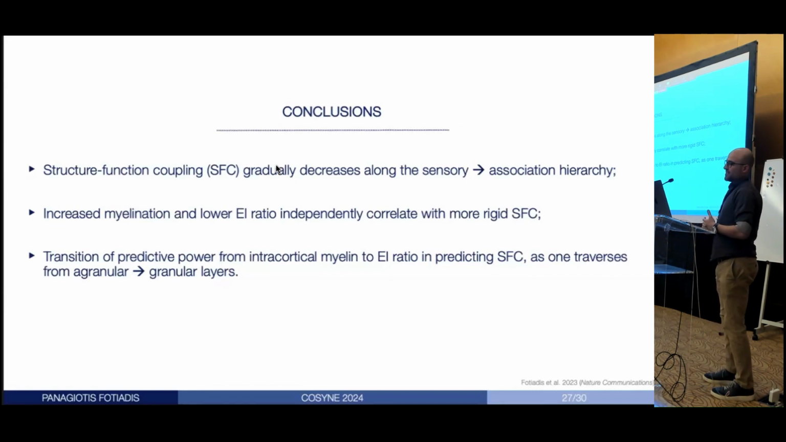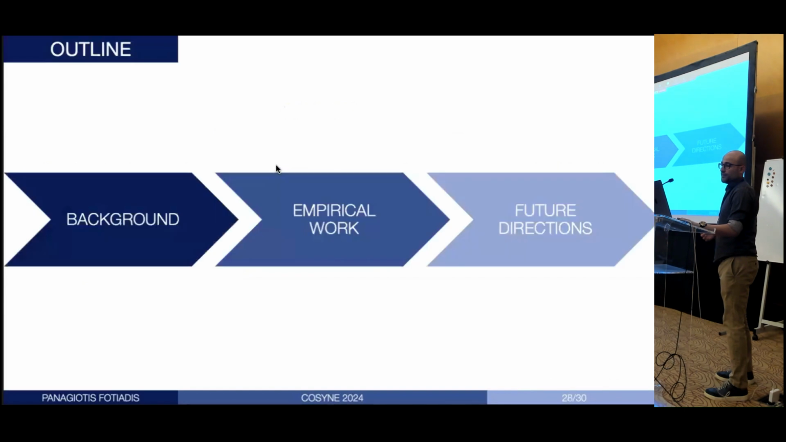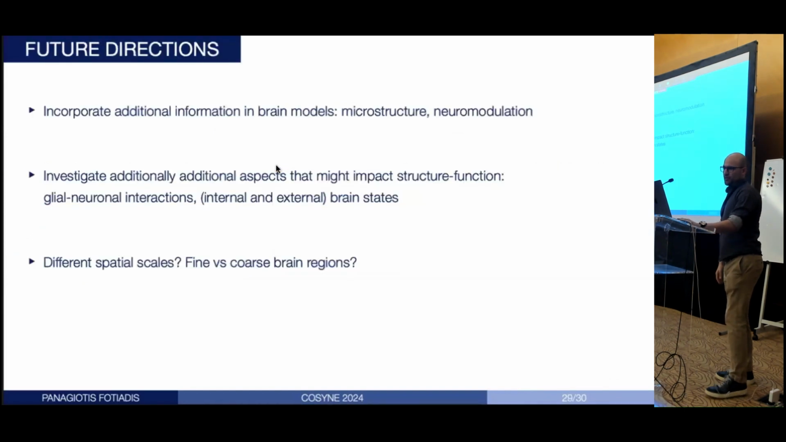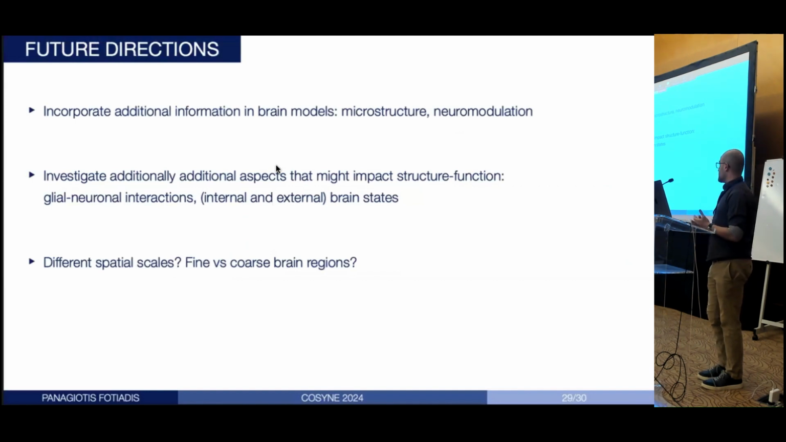And the last result was essentially that as you go from agranular to more granular cortical layers, there seems to be this transition in predictive power from intracortical myelination to EI ratio in predicting structure function coupling. And the last slide, I just want to mention a few future directions into how we can incorporate these results to further study whole brain models. And the first thing is, first of all, I think we should start incorporating a lot more microstructural information and neuromodulatory information whenever we create such brain models.